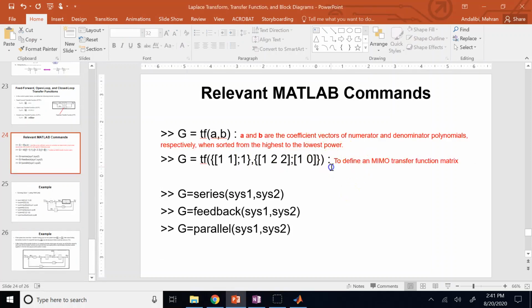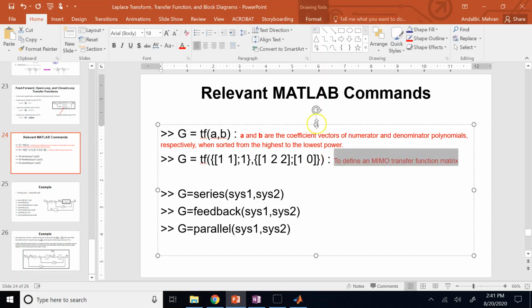So here I have defined this slide for you and added some more text to it. And here, instead of just some numbers, I put two general variables, a and b. That tells you these are the numerator and denominator vectors for the coefficients of the polynomials when you sort it from the highest order to the lowest order, and here to define a MIMO transfer function matrix. So I just added these explanations for you.